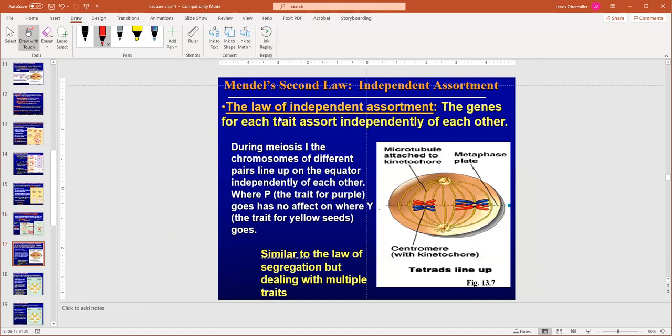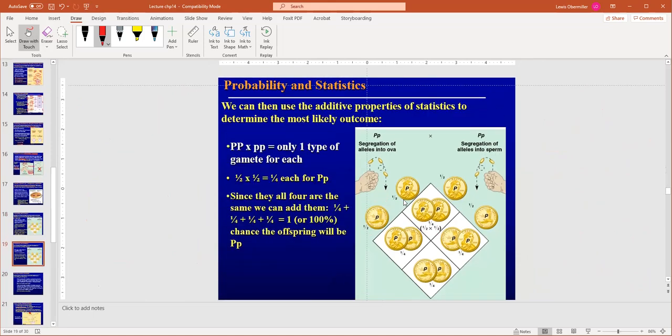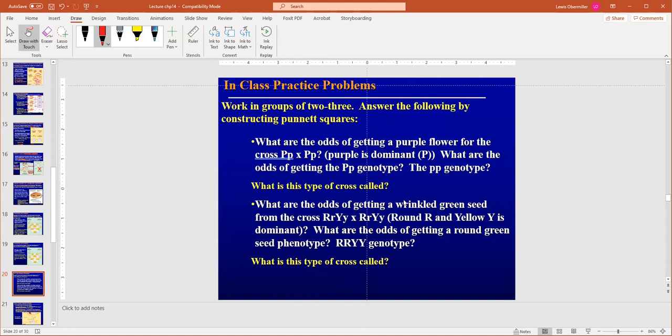All right, so we already talked about this. I'm going to skip that. We talked about the probability and statistics of this, and the rule of multiplication and the rule of addition. So what I want you guys to work on in the meantime is I want you to do these practice problems. And then when we have lecture next Tuesday, I want you to have figured these out. And then we'll go over them. So I want you to work on these practice problems as homework.